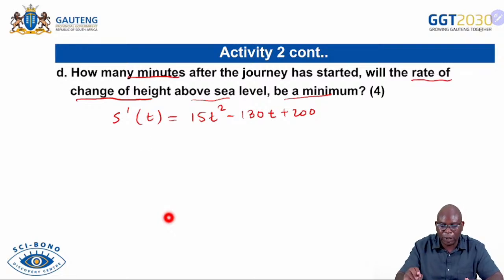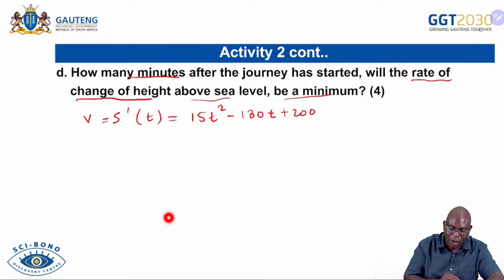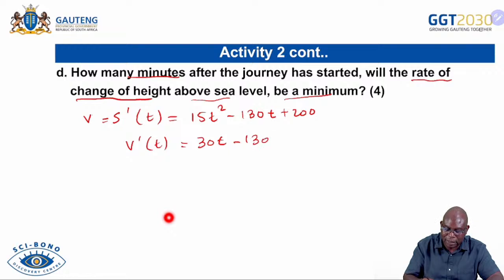Oh, sorry, before we equate it to 0, remember what we got here, it's velocity. But they say the rate of change of height above the sea level. So now, how many minutes after the journey has started? What should we do there? We need to derive the velocity. If I derive the velocity, I'm going to get v'(t), which is 30t minus 130.